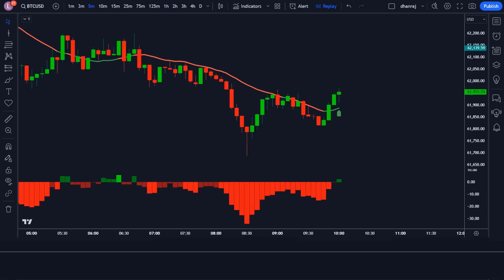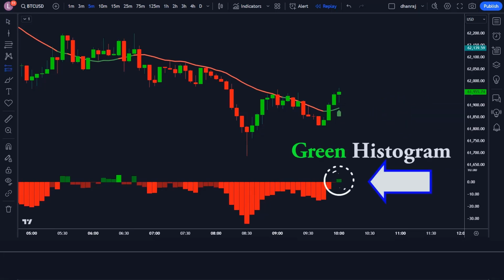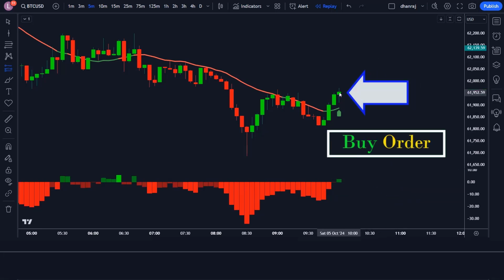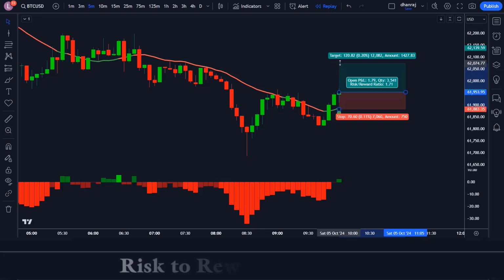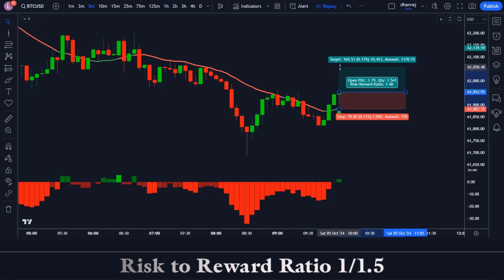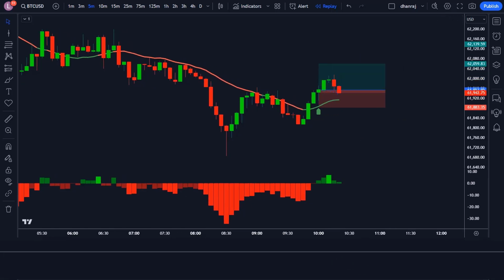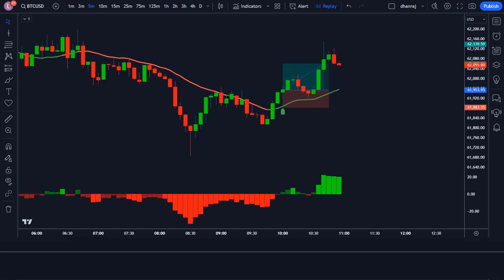We have got the signal. Here the logical trading indicator gives us a buy signal. Here the ADX histogram with DI lines indicator shows a green histogram. When the market forms a bullish candle, if this condition is fulfilled, then we will place a buy order. Our stop loss is to be placed at the green line. And the risk to reward ratio will be 1:1.5. Let's see what happens to our trade. We have won the trade. Let's find the next trade.